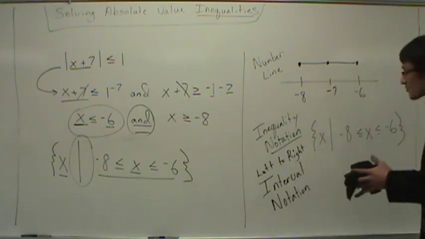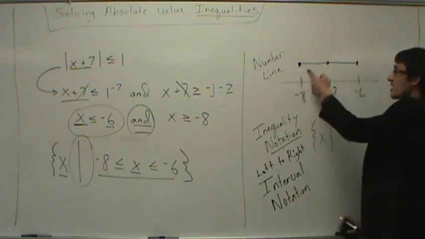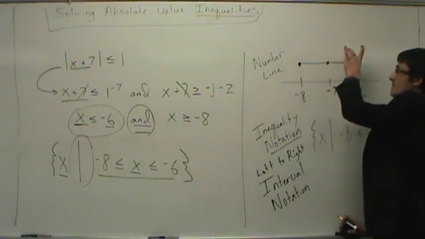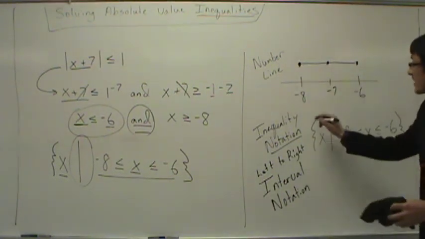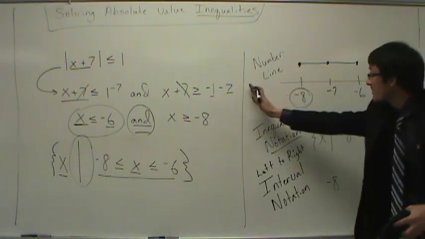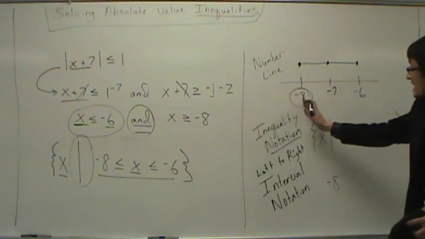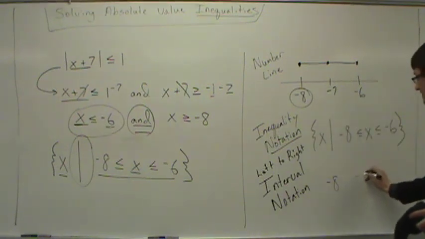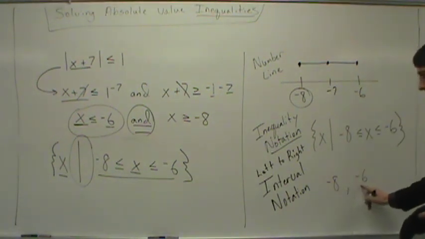Interval notation says read this left to right. So we're going to describe the solution set, or the numbers that make this true, by reading left to right. Starting where? Starting at -8. Okay? Starting from the left, nothing, nothing, nothing. Starts at -8, goes where? Up to what? Up to -6. Put a comma. Okay? From -8 to -6.